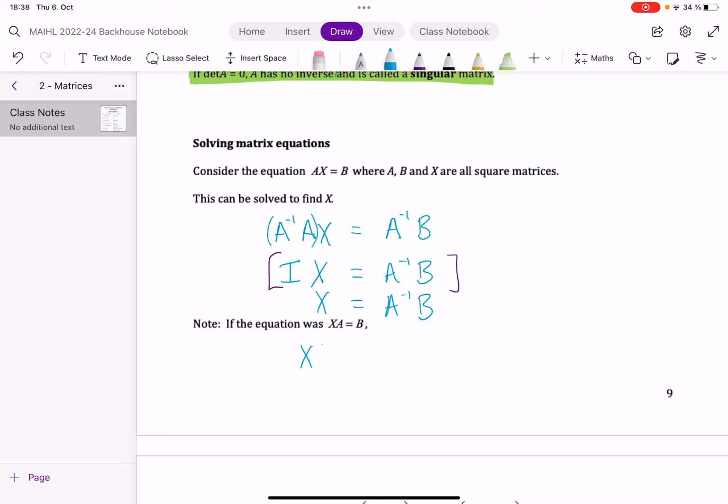So if the equation was the other way around, let's make a bit more space here. We just switch the order of X and A. I don't want to apply the inverse of A to the front of this, I want to apply it to the end, and so I'd do the same here. So that's our identity matrix. We've got X equals B A inverse. So slightly different result. If this were non-matrix algebra, we would end up with the same thing, X equals B over A. So it's just highlighting the fact that the order is really important.